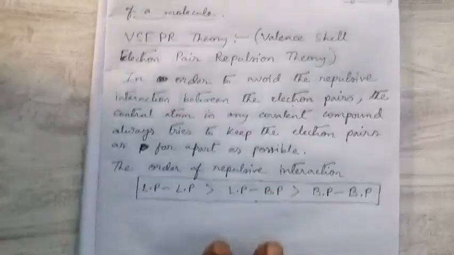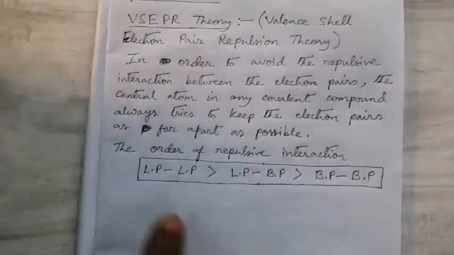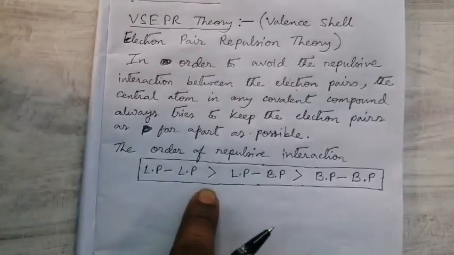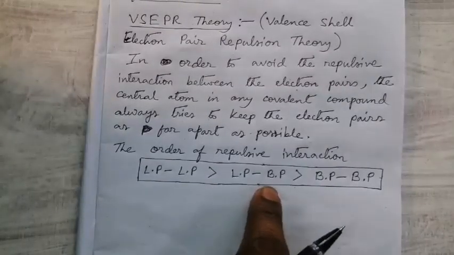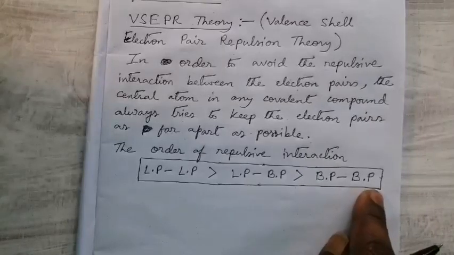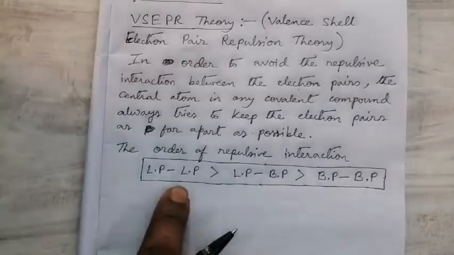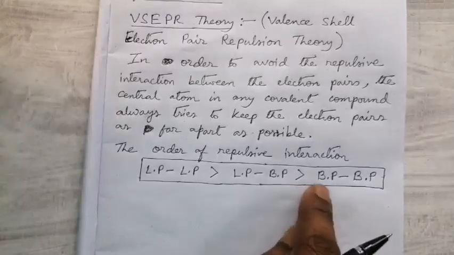Now the order of repulsive interaction is lone pair-lone pair repulsion is greater than lone pair-bond pair repulsion, which is much greater than bond pair-bond pair repulsion. So maximum is the lone pair repulsion, and then lone pair-bond pair repulsion, and then bond pair repulsion.